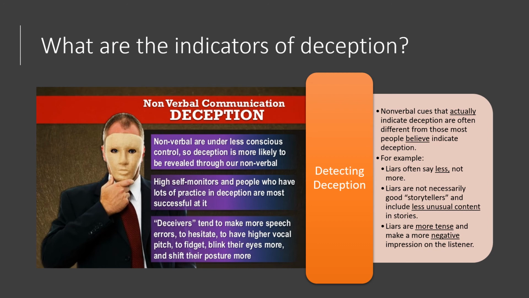A recent meta-analysis, and if you'll remember, a meta-analysis is a study where researchers have analyzed many studies. This was a meta-analysis of 253 studies of people distinguishing truths from lies, and it revealed an overall accuracy rate of just 53%, which, as you know, is not much better than flipping a coin. So nonverbal cues that actually indicate deception are often different from those that most people believe indicate deception. For example, liars often say less, not more.